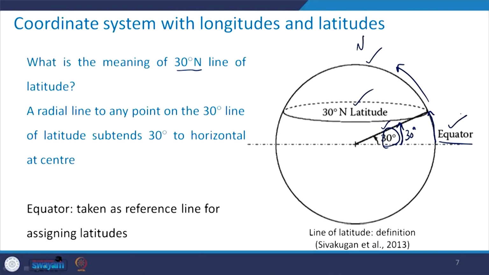So, basically this equator is taken as a reference line for assigning the latitude. Now, what should be the range of these latitudes? You see, it can vary from 0 to 90°, because you can have circles like this. It will start at 0° latitude, then we will keep on increasing and it can go up to 90° latitude.